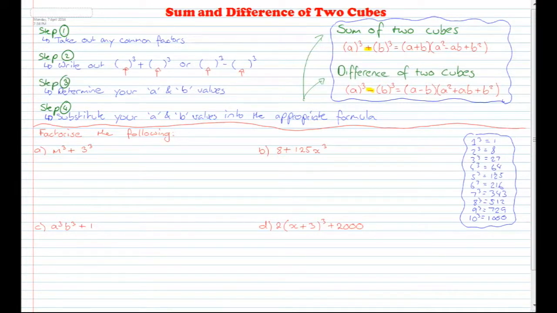Alright, but it's really important that you know these verse 10. Now, the question, like I said, says factorize the following. So you've got m cubed plus 3 cubed. Now the very first step is to look for any common factors. Well, are there any? No, there's not.